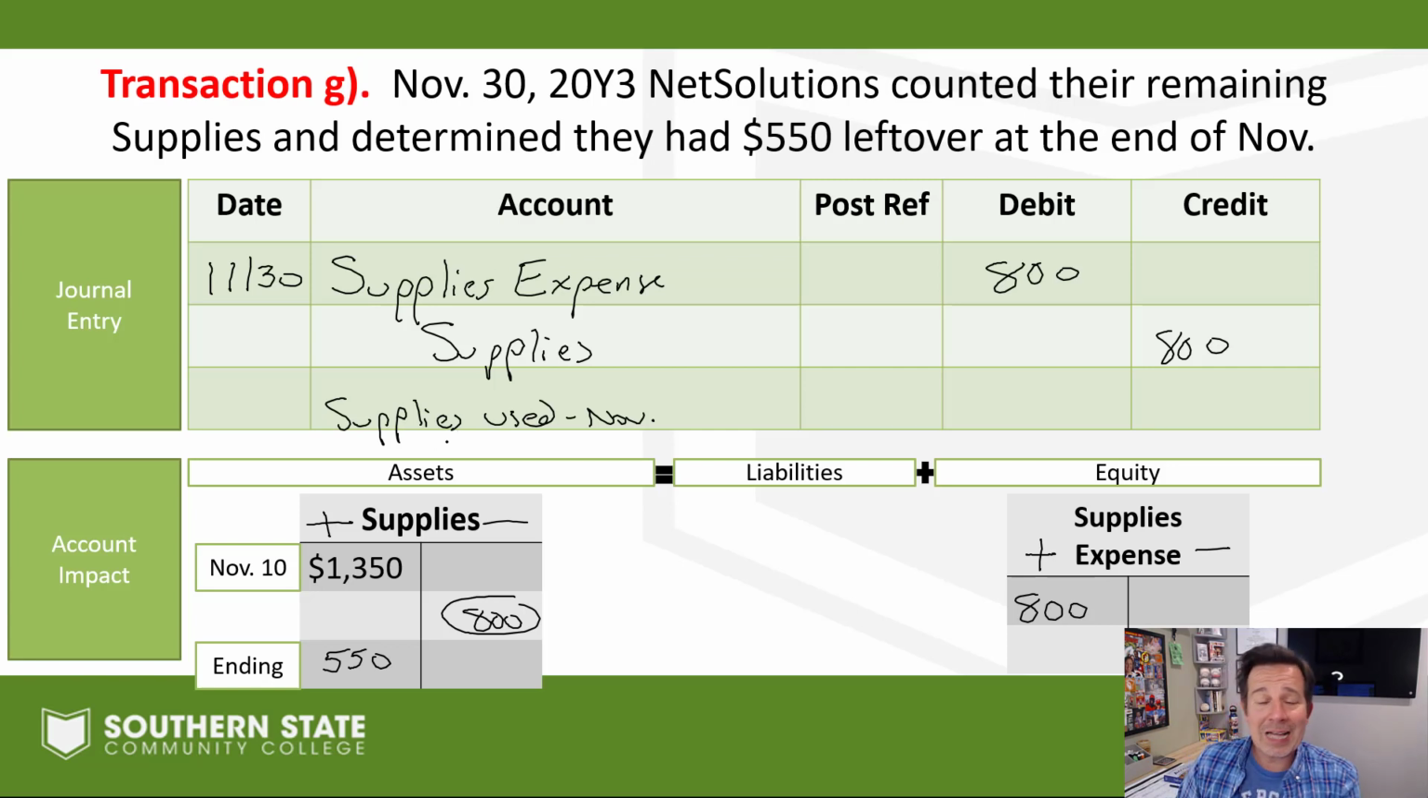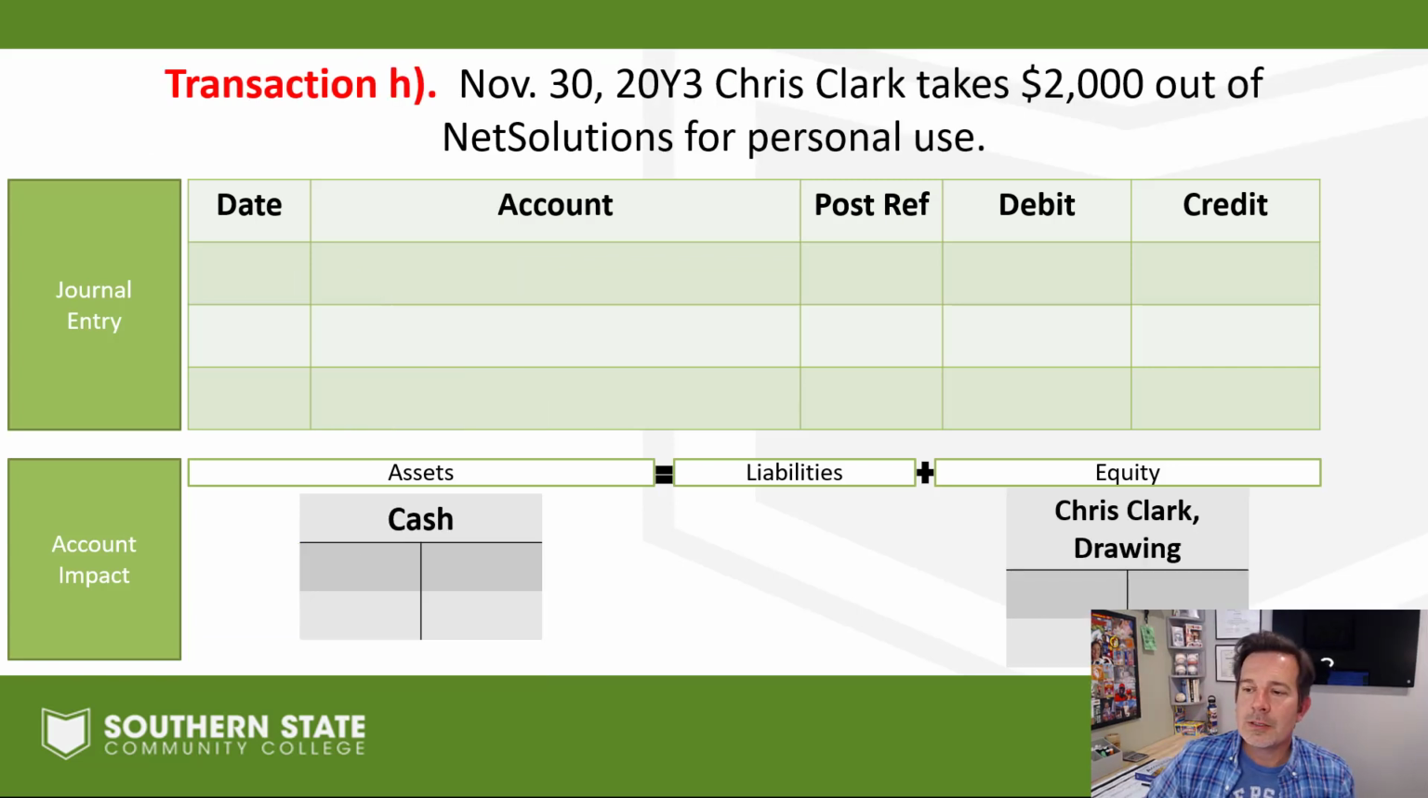One more transaction. I appreciate you hanging in there. I know it's been a flurry of accounting activity, and we got one more, and we will be done. So final transaction here in the video, we're looking at a draw. The owner has decided to take money out of the business, Net Solutions, and we need to record the fact that they've taken $2,000 out for personal use, and they've withdrawn money from the business.